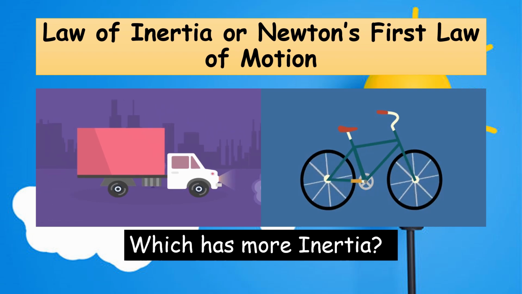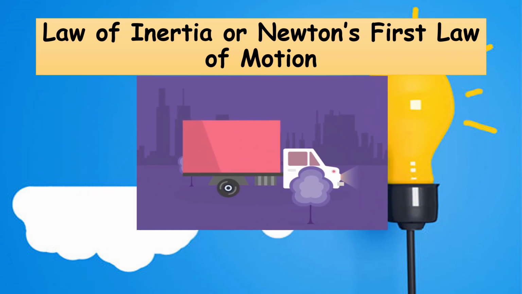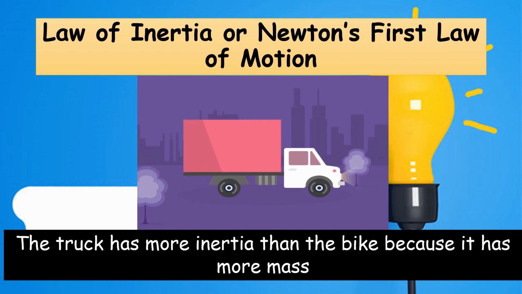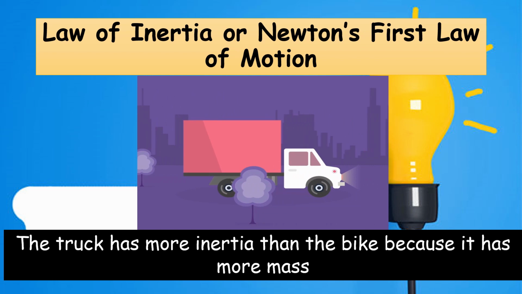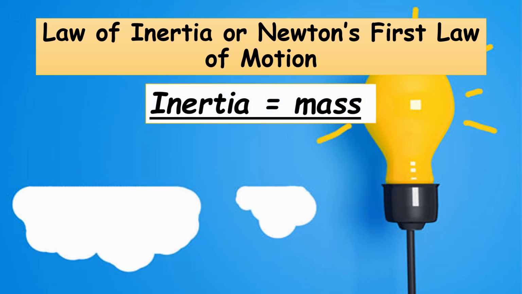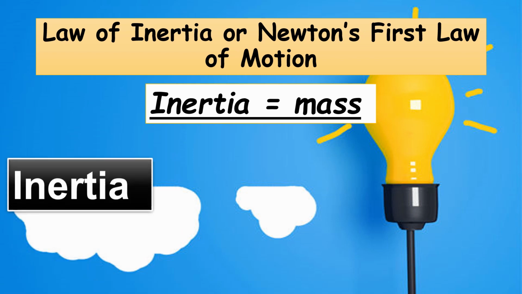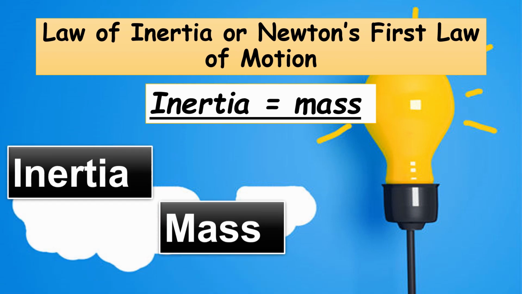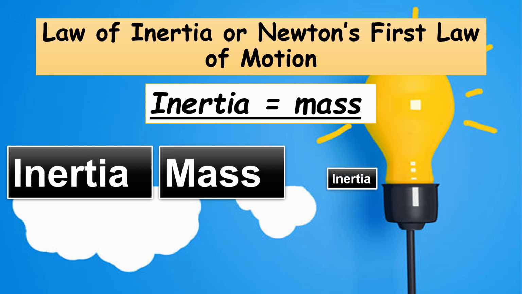Ang sagot ay ang truck. So, the truck has more inertia than the bike because it has more mass. So, mas marami ang inertia ng truck kasi mas marami ang kanyang mass compared sa bike. Meaning to say, inertia is also the same with mass. The bigger the inertia, the bigger the mass. The smaller the inertia, the smaller the mass.